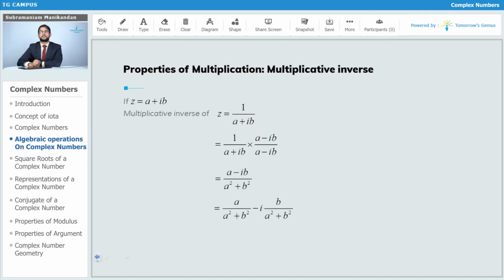So this is an interesting thing in itself. If z is equal to a plus ib, then is its multiplicative inverse the complex number a minus ib? No. It's just the conjugate of this complex number. So z is equal to 1 by a plus ib. If I multiply it by a minus ib, what do I get?